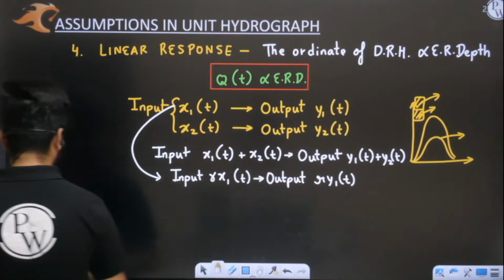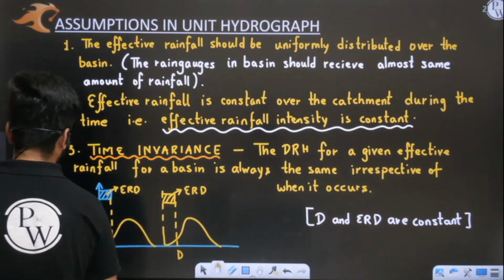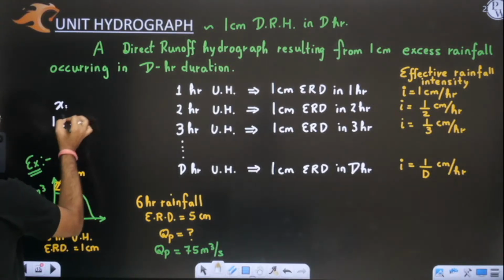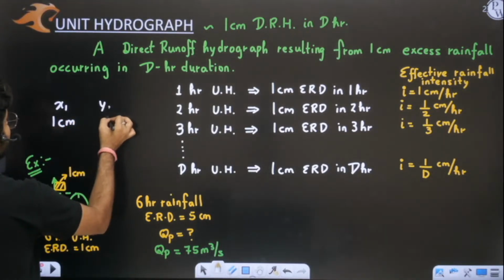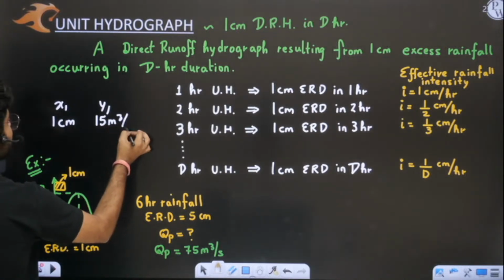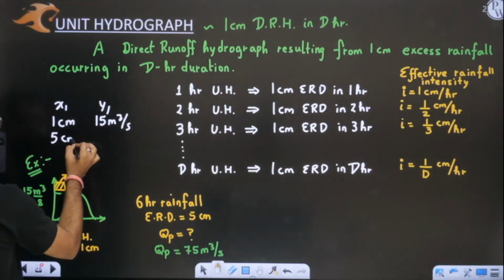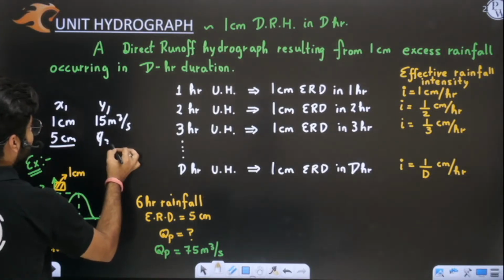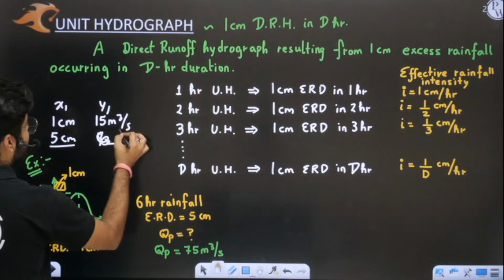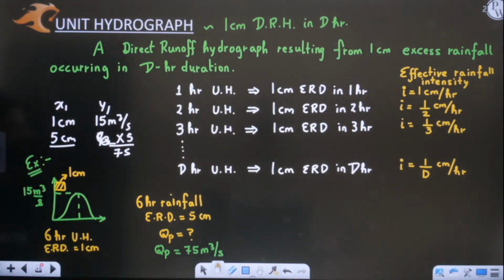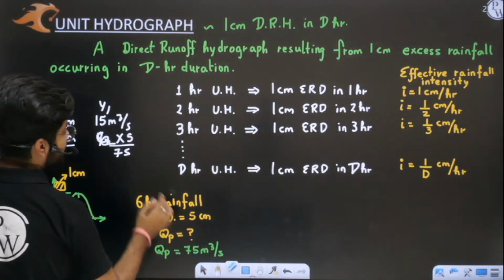Sir, how I have said, see, you have asked me one question. If 1 centimeter effective rainfall depth is the input, and the peak discharge is 15 meter cube per second, now if effective rainfall depth is 5 centimeter, then what is the discharge? Then what is y2? Sir, what I have done, I have simply multiplied by 5. Why? Because of linear response.